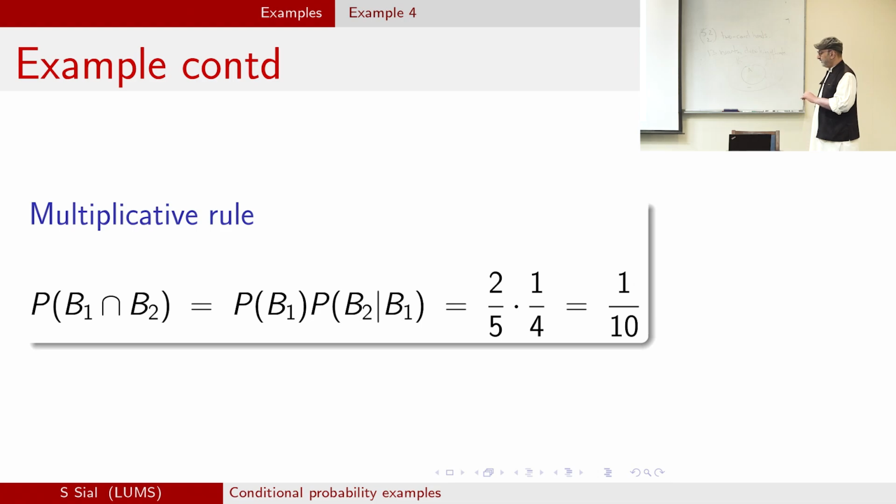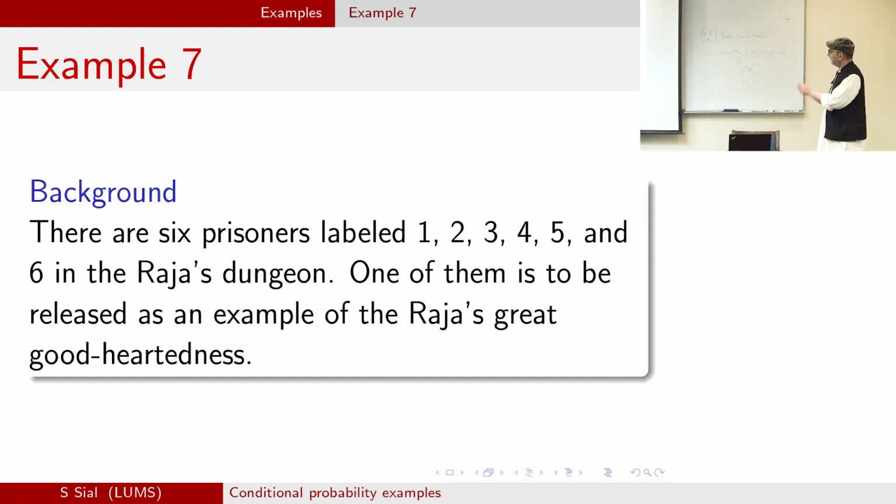B2 given B1 means you took out one sock, and it was blue. So there was 1 blue sock left, and 4 total socks left. So the probability of taking out that 1 blue sock out of 4 socks is 1 out of 4. So 2 over 5 times 1 over 4 is the answer. Any questions about that one? Okay, this is a nice one, because sometimes people's intuition misleads them on this one.